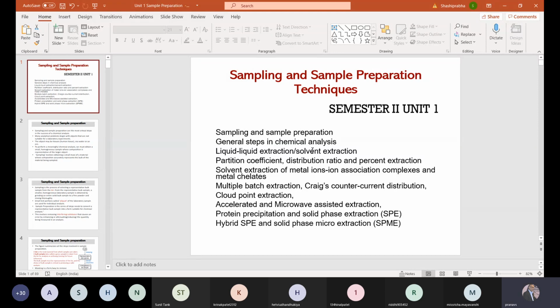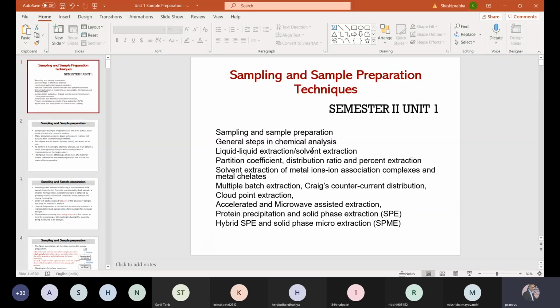At the same time, the next point here is general steps in chemical analysis. We cannot be very specific in a unit here. That is why we'll understand the outline of the chemical analysis which we undertake and the different steps which we adopt in a successful chemical analysis. I mean, how we should go about any chemical analysis. And then we have certain techniques through which we can prepare a sample in a suitable form.